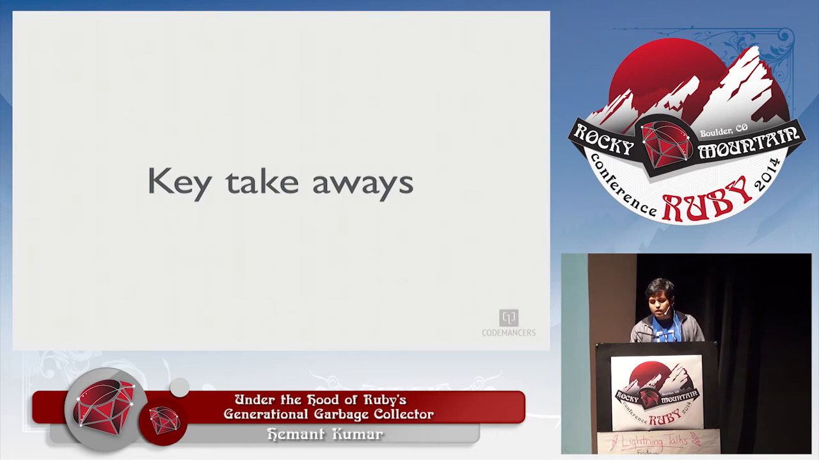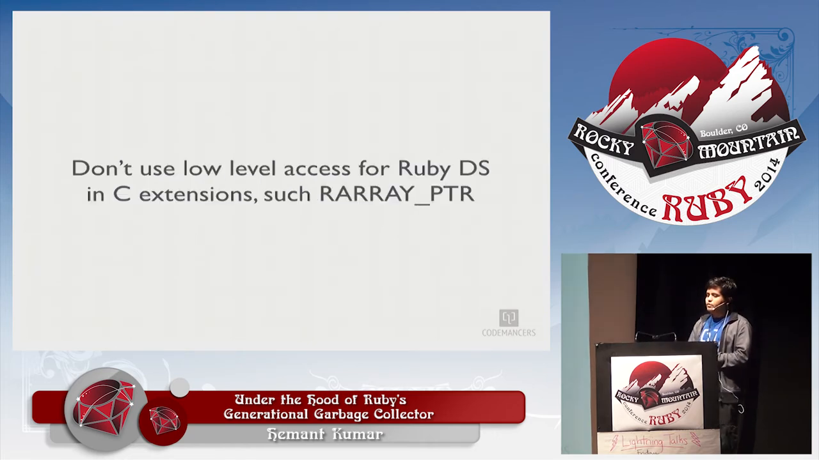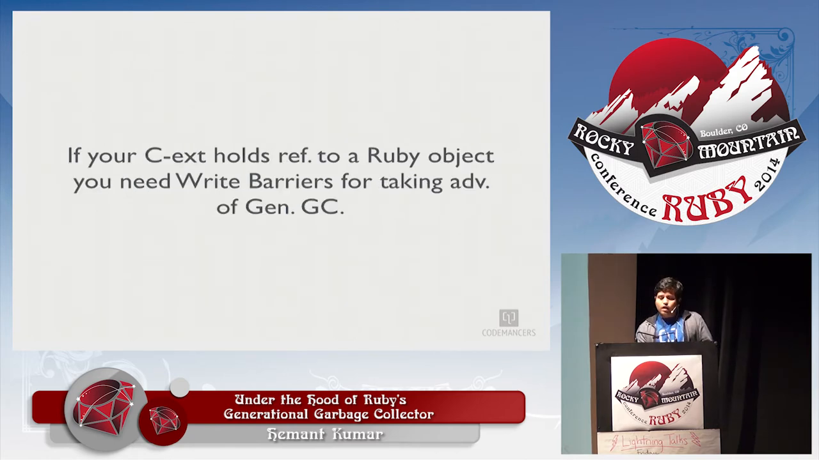The key takeaway from this talk is: don't use low-level access for Ruby data structures, like RARRAY pointers. Ruby actually provides APIs, functions that you can use if you're writing a custom data structure that you want to expose to Ruby, not just keep it in C. You can expose a C data structure to Ruby, right? So you can mark that as write protected. There are functions to do that, so use that. That's about it.